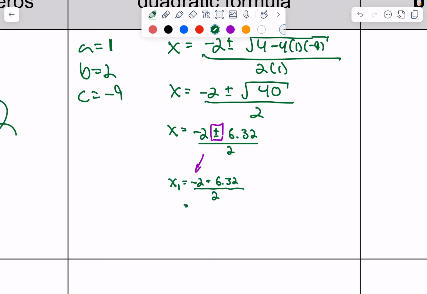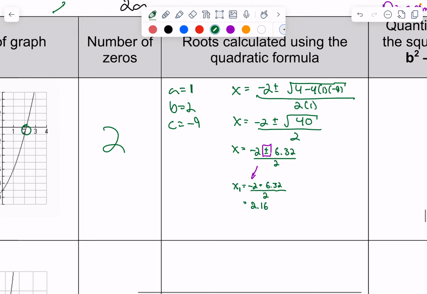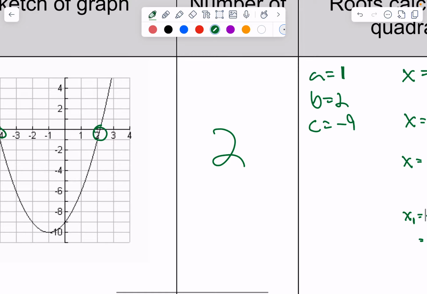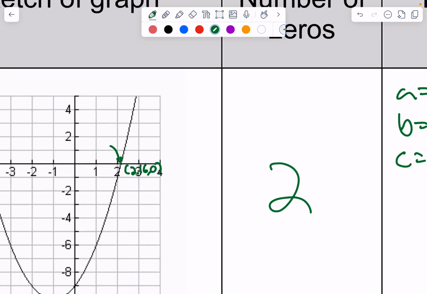And again, just use your calculator. So minus 2, divide that by 2. You would have an x-intercept of 2.16. And just pausing for a second, does that make sense? Well, yeah, that probably has an x coordinate, so I should put it in coordinate form, 2.16 comma 0. That's what you just found.